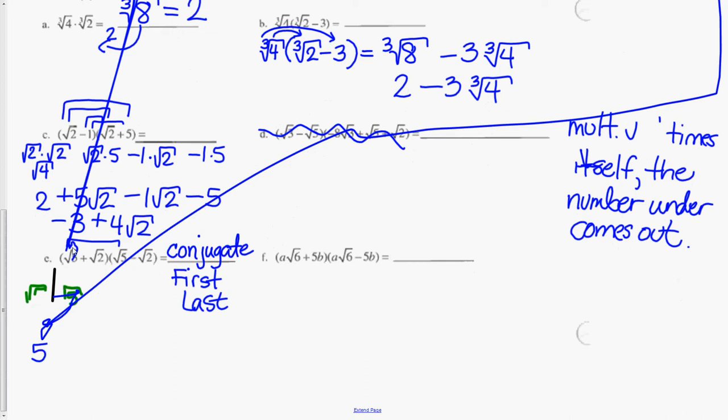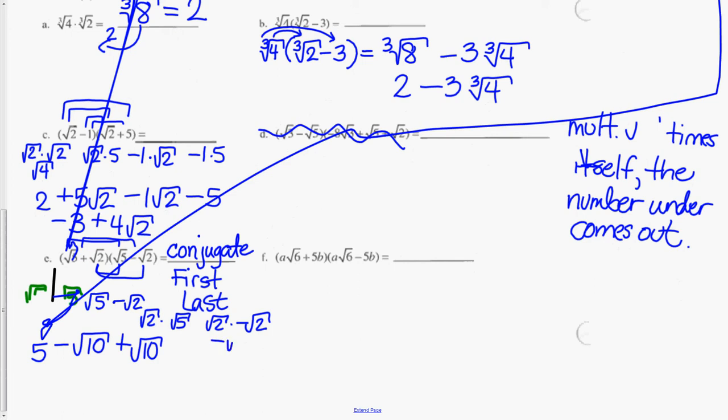The next one's going to be outer times outer. So square root of 5 times a negative square root of 2 would give me minus square root of 10. Inner times inner is a square root of 2 times the square root of 5, which would give me positive square root of 10. And then last times last, square root of 2 times a negative square root of 2 gives me negative square root of 4, which square root of 4 is a 2. So that gives me minus 2.